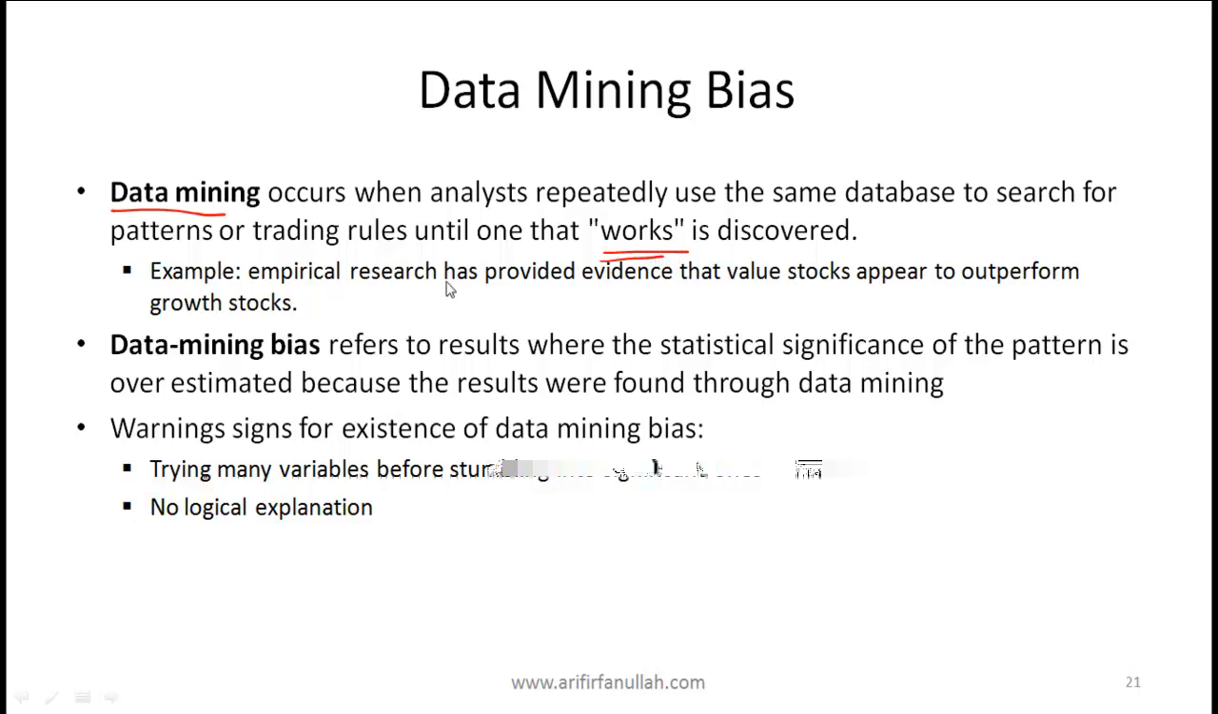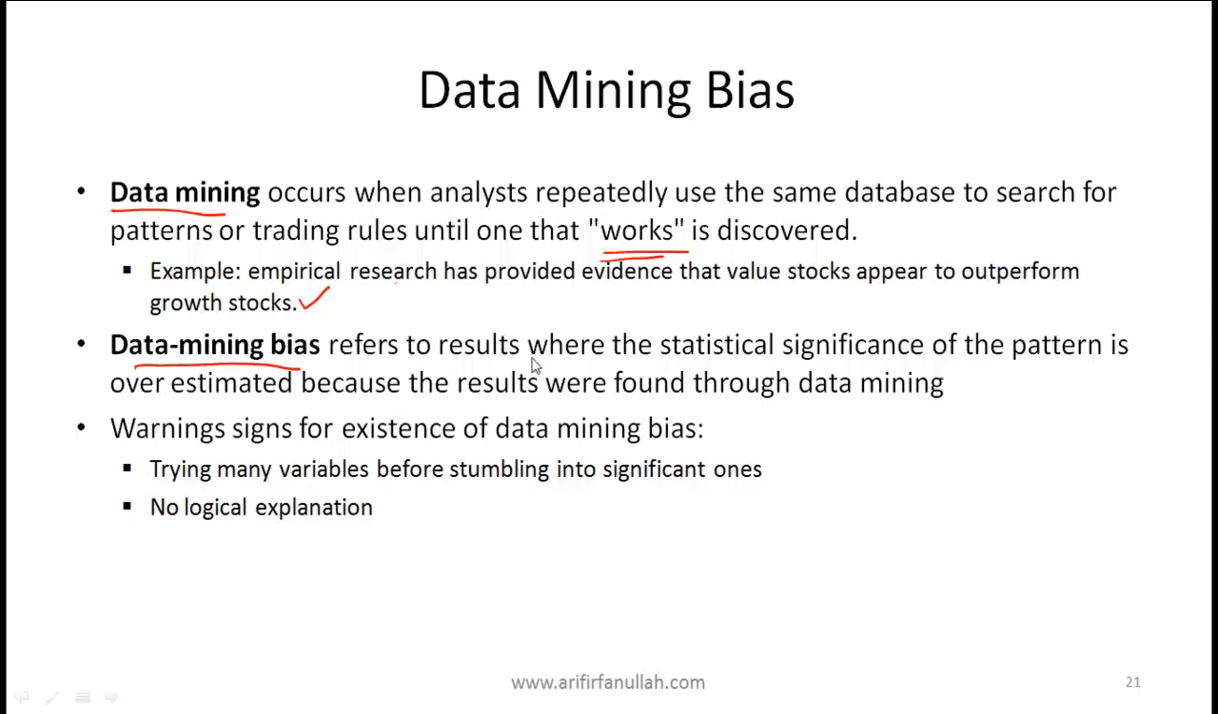chance. So for example, empirical research has provided evidence that value stocks appear to outperform growth stocks. Now this could be a coincidence if you have tried several combinations and based on the data this just turns out to be true. Now what's the data mining bias?